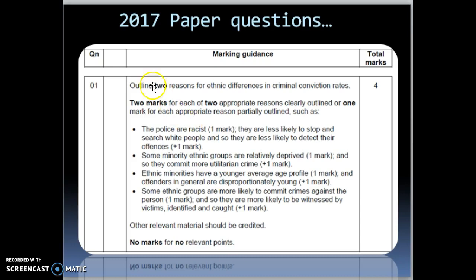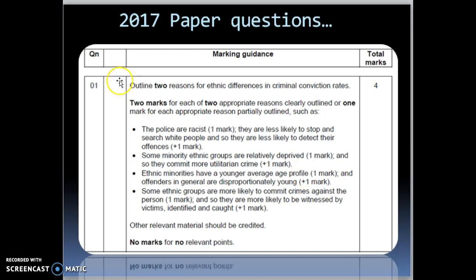As you can see on the mark scheme, there is a range of different reasons identified, such as police being racist, relative deprivation, etc. However, this will only earn you 1 mark for the identification points. You have to provide an explanation to be awarded the 2nd mark, and you'll see that indicated by the +1. This explanation point is usually linked to how the ethnic group appears in the criminal conviction rates.